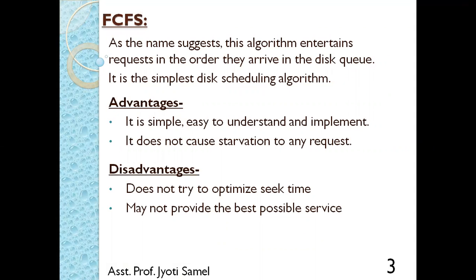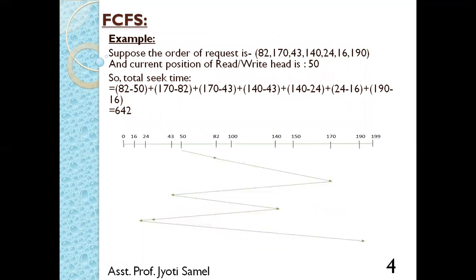The first one is first come first serve, also known as FCFS. This algorithm entertains the requests in the order they have arrived. It is the simplest disk algorithm. Advantages: it is simple, easy to understand and implement. It does not cause any starvation. Disadvantage: it does not try to optimize the seek time and may not provide the best possible service. We will learn this with the help of an example.